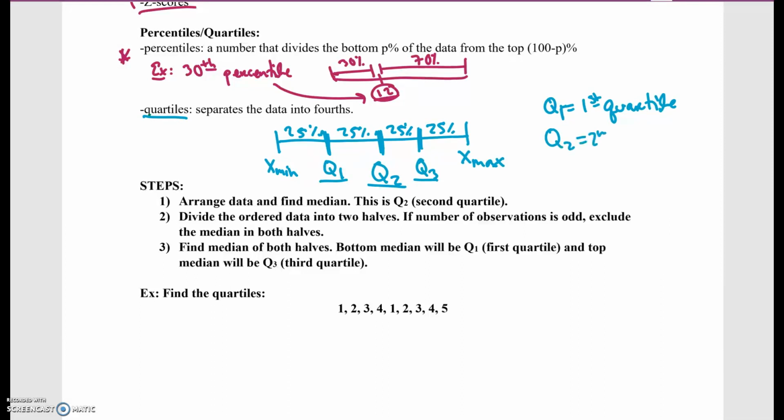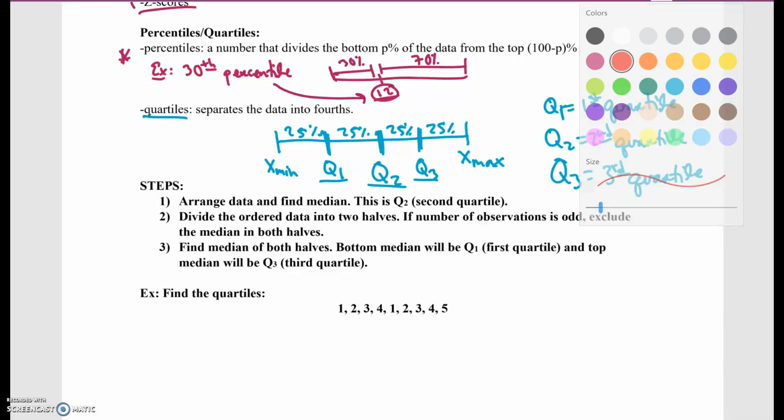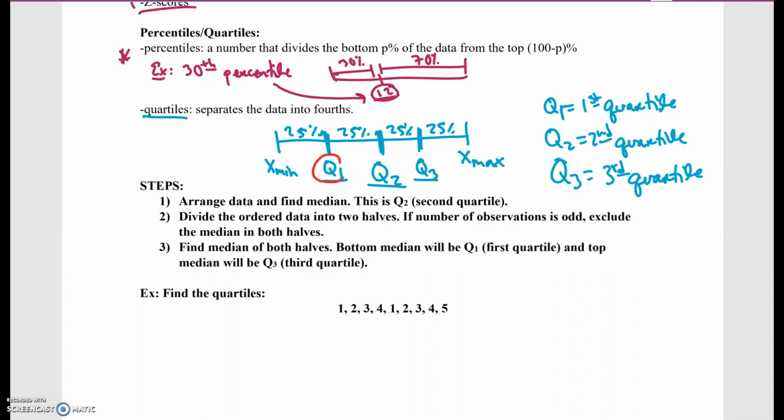Q2 is the second quartile, and Q3 is going to be the third quartile. Now, if I were to write them in terms of percentiles, if I look at the first quartile, the first one has 25% of the data right below it. And when there's a bottom p%, that's what we call the percentile. So the first quartile is actually the 25th percentile.